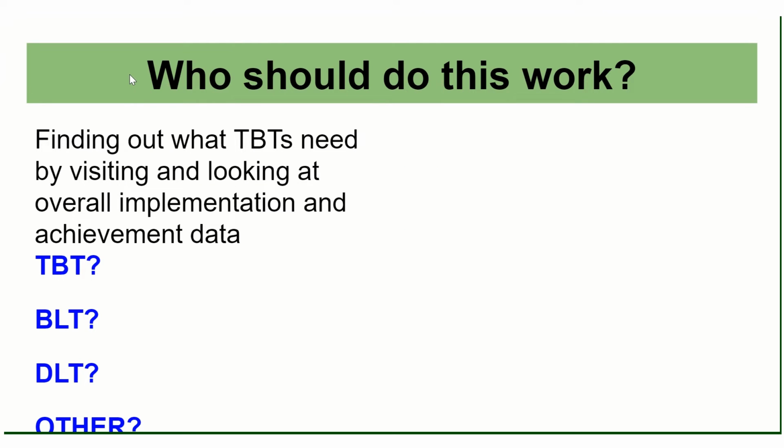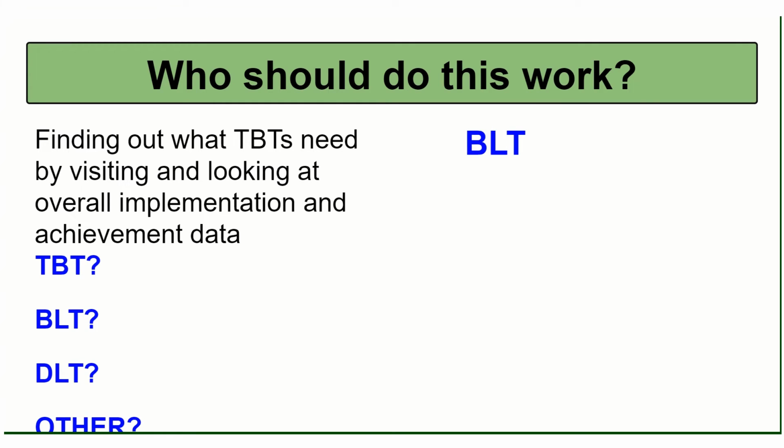Who should be finding out what TBTs need by visiting and looking at overall implementation and achievement data? Who should be doing that work? That would be the BLT. They should be visiting TBTs. BLTs are supposed to be your building leaders, and they should be visiting TBTs other than the one they attend. They should be looking as a BLT at overall implementation and achievement data to determine, is there something the building needs? Is there something that a pocket of the building is doing wonderfully that we need to replicate across the whole entity?